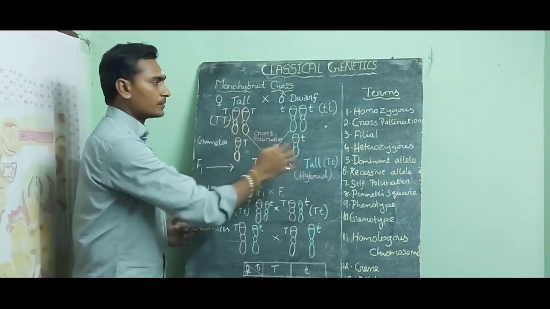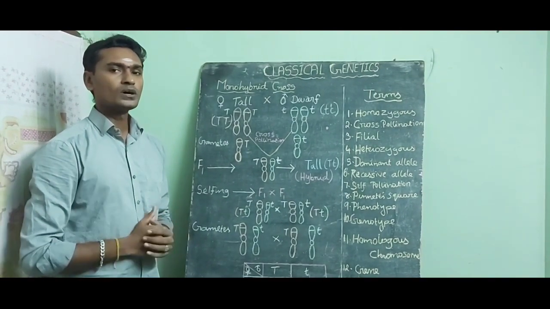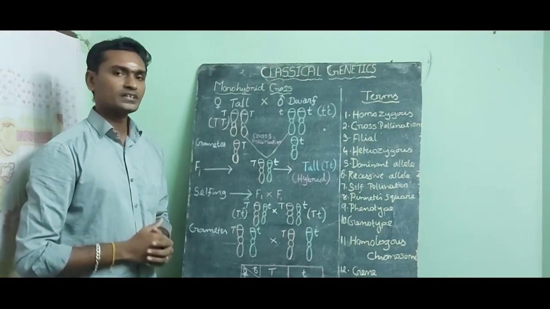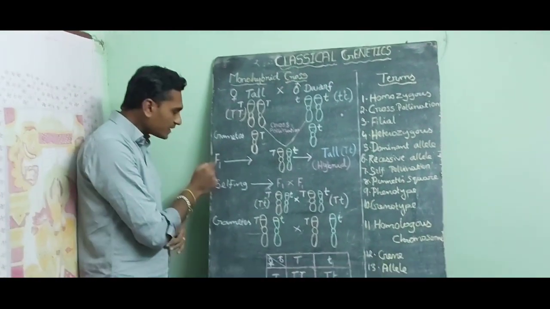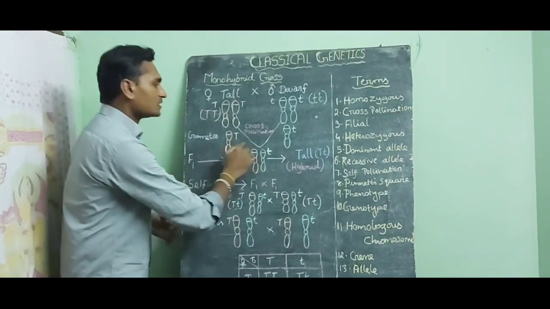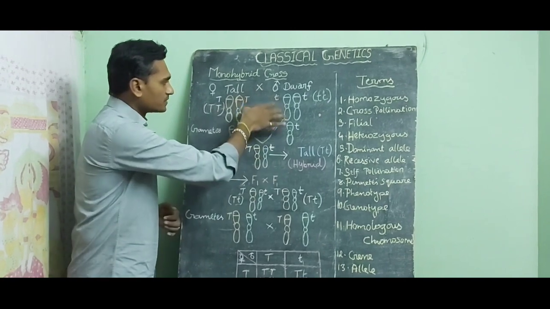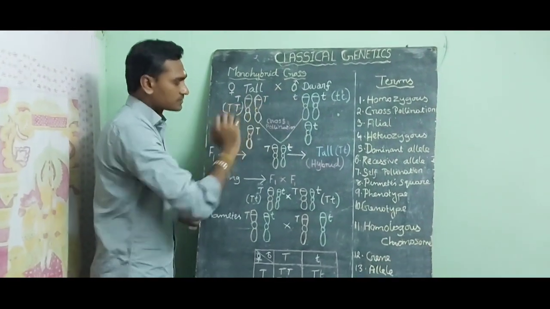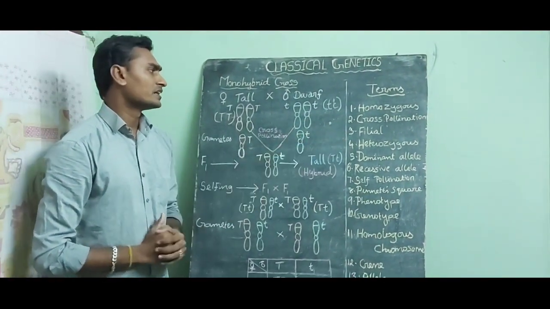The next term, filial. Filial denotes the young ones of the cross. So this is called the F1 generation, that means filial one generation. This is the young one we get by this cross. That is called filial.